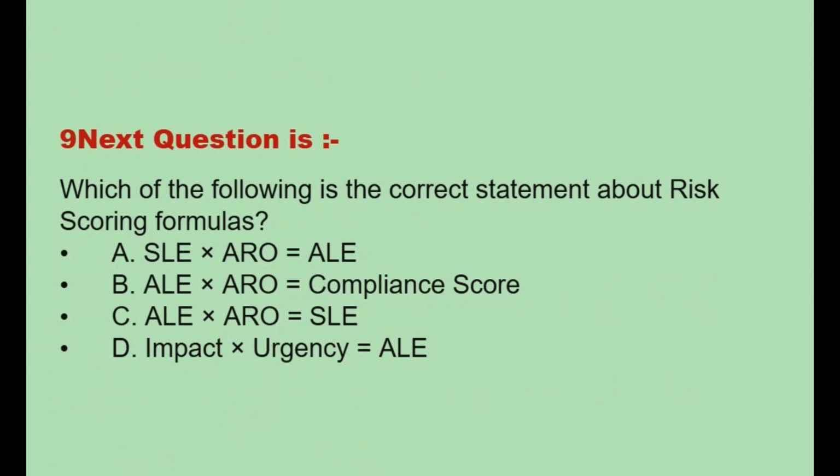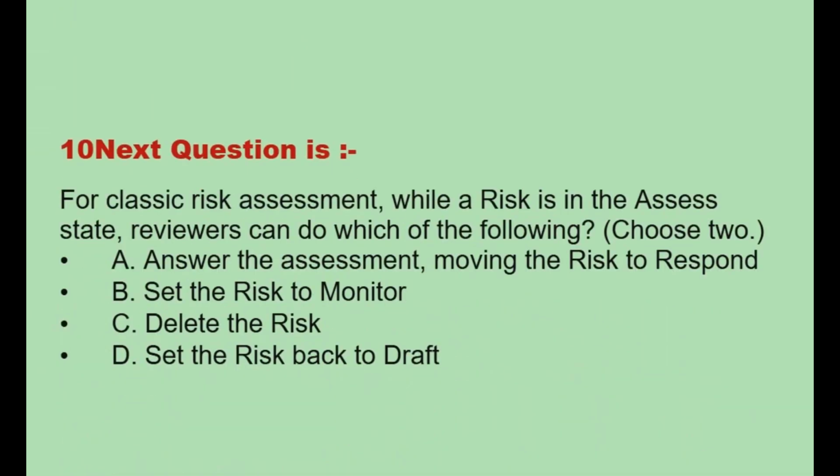Question is which of the following is the correct statement about risk scoring formulas? Option A, SLE into ARO is equal to ALE. Option B, ALE into ARO is equal to compliance score. Option C, ALE into ARO is equal to SLE. Option D, impact into urgency is equal to ALE. Correct answer is option A.